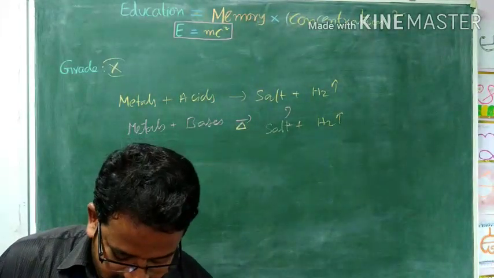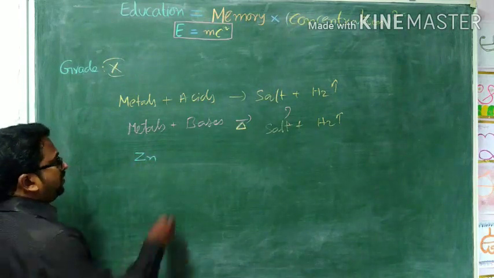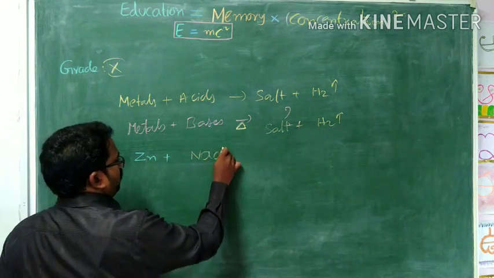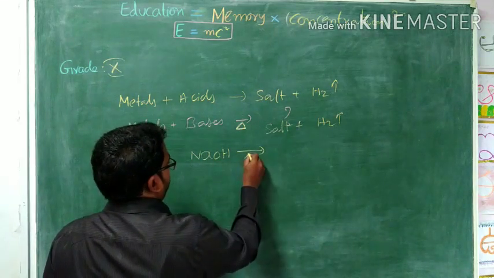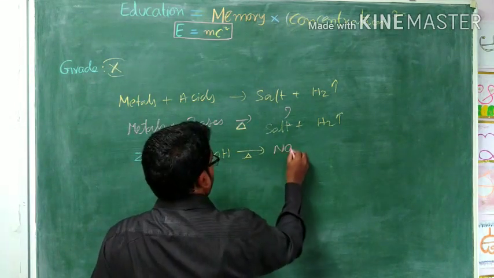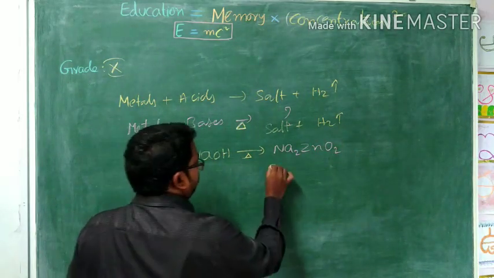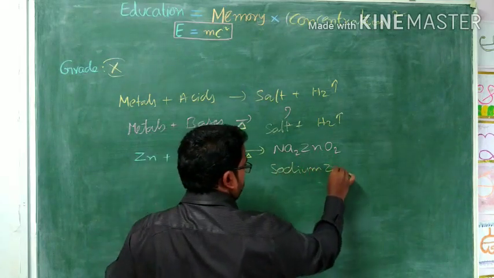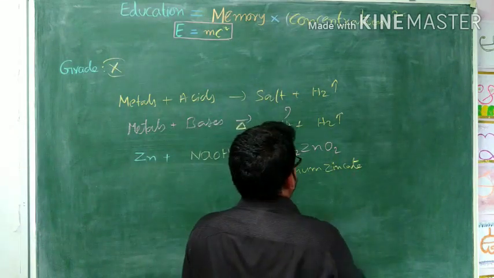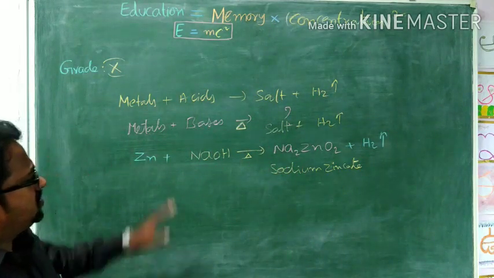Let us see about that. What are the examples we are having? Zinc is a metal, and NaOH is a strong base. On heating, it will produce one salt, called sodium zincate. Sodium zincate is the salt, and besides this, hydrogen gas is evolved. For this also the same procedure.